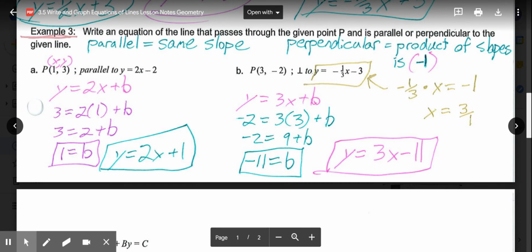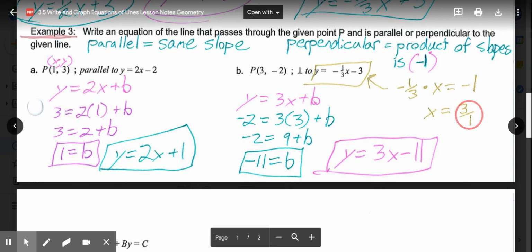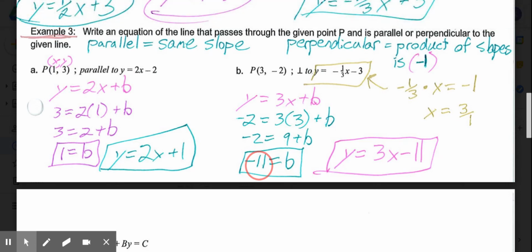Once I figured out that slope, I set up y equals mx plus b with that slope. So y equals 3x plus b. And I'm going to plug in the points, or x and y, from P. So -2 equals 3 times 3 plus b. -2 equals 9 plus b. Subtract 9, and b is -11. So then I'm going to use my inverse slope here, the 3/1, and the -11 for b for my new equation. So the perpendicular line's equation is y equals 3x minus 11.